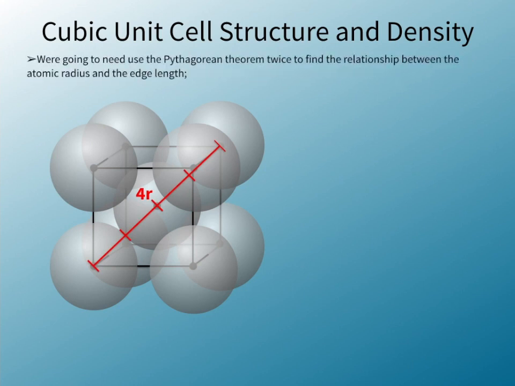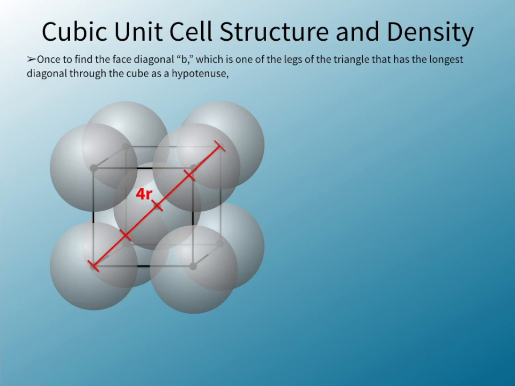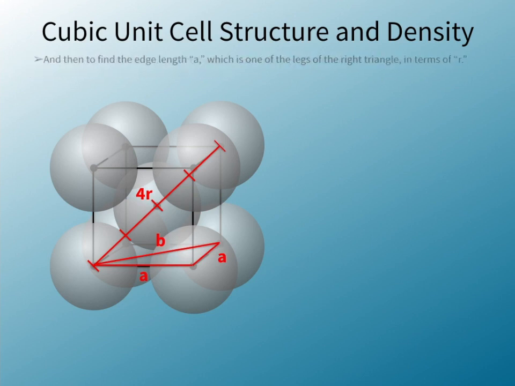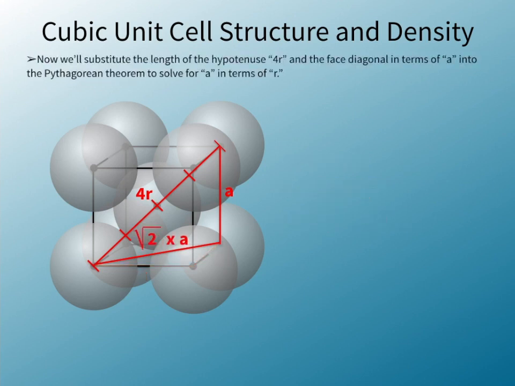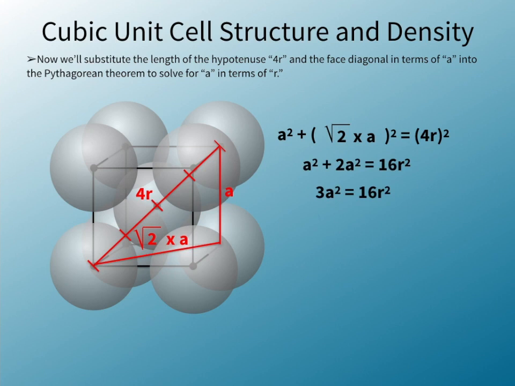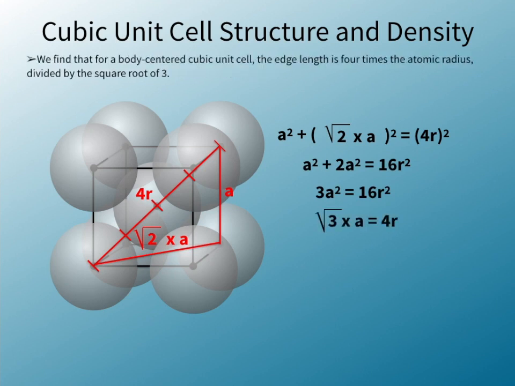We're going to need to use the Pythagorean theorem twice to find the relationship between the atomic radius and the edge length. Once to find the face diagonal B, which is one of the legs of the triangle that has the longest diagonal through the cube as a hypotenuse, and then to find the edge length A, which is one of the legs of the right triangle in terms of R. Our first use of the Pythagorean theorem shows us that the diagonal of a face is the square root of 2 times the edge length. Now we'll substitute the length of the hypotenuse, 4r, and the face diagonal in terms of A into the Pythagorean theorem to solve for A in terms of R. We find that for a body-centered cubic unit cell, the edge length is 4 times the atomic radius divided by the square root of 3.